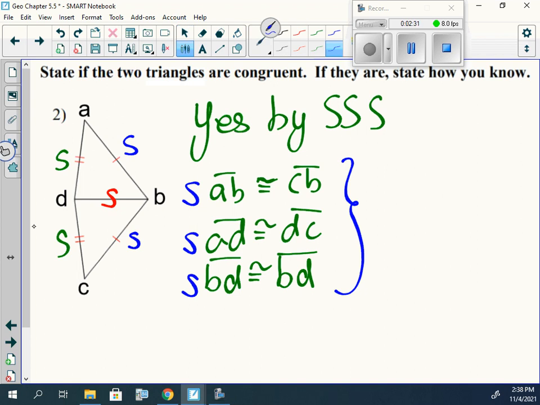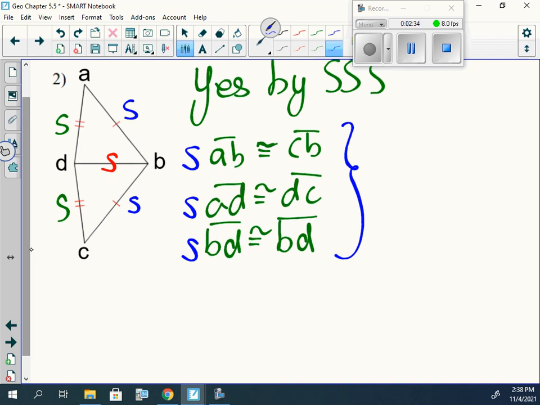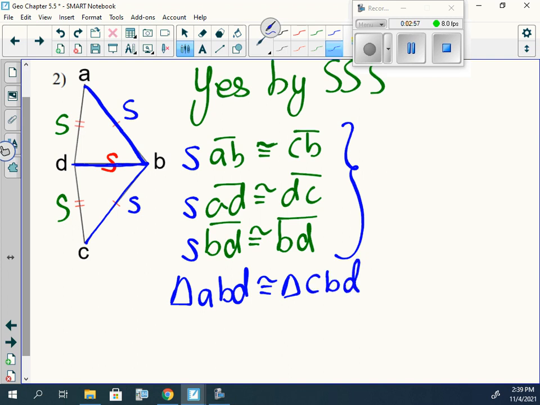Now it might also ask on the test to write the congruency statement, which is triangle ABD. We want to write it with a long side, with one inside. So I need to start on the other one. Any questions on this here?